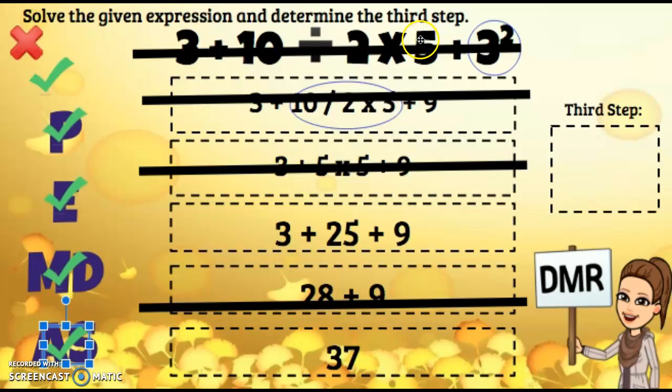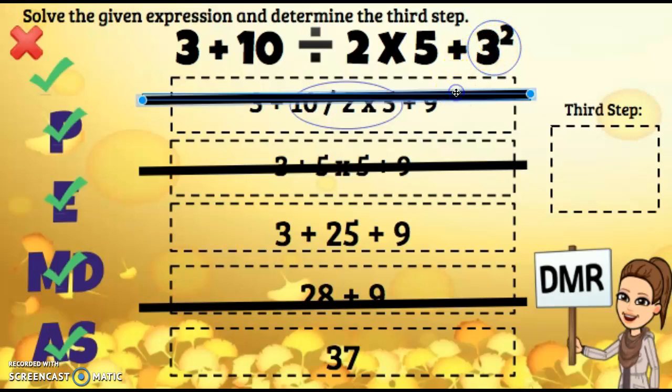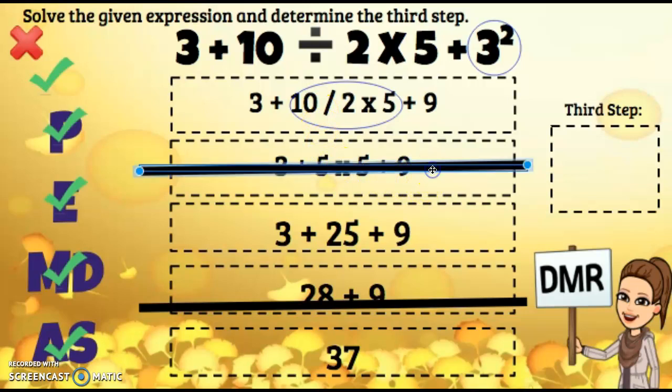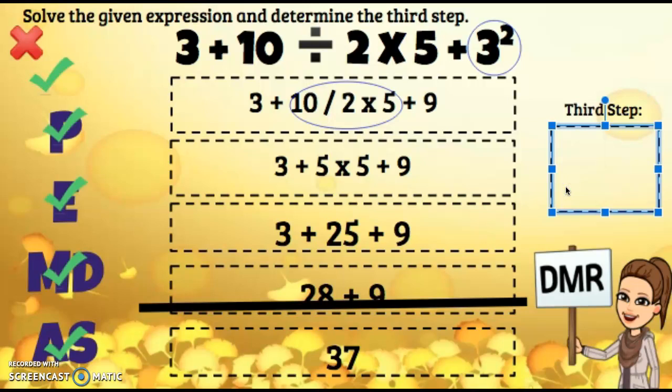But now I need to determine that third step. Well, my first step was 3 squared. My second step was 10 divided by 2. So that means my third step is 5 times 5. Okay, and that's your DMR for today.